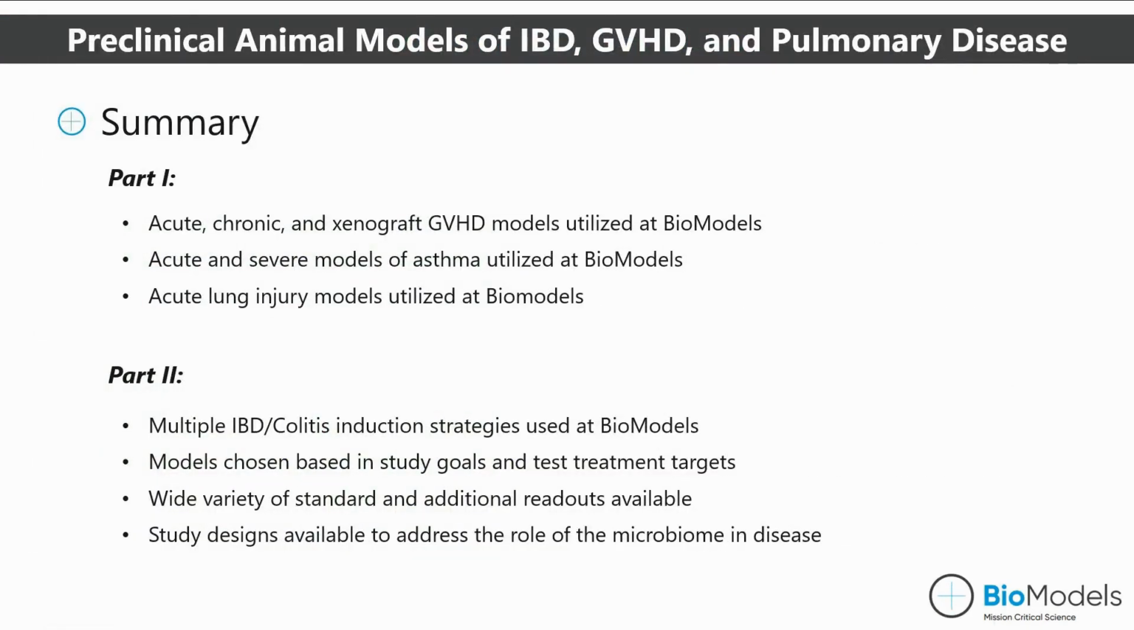So with that, I would like to summarize what we've talked about today. In part one, you heard about acute, chronic, and xenograft models of GvHD, also acute and severe models of asthma, as well as acute lung injury models that we utilize at BioModels. In part two, I talked about multiple IBD induction strategies, as well as how models can be chosen based on study goals and test treatment targets. And we have a wide variety of standard and additional readouts available. And we have a lot of experience and are able to address the role of the microbiome in IBD as well.